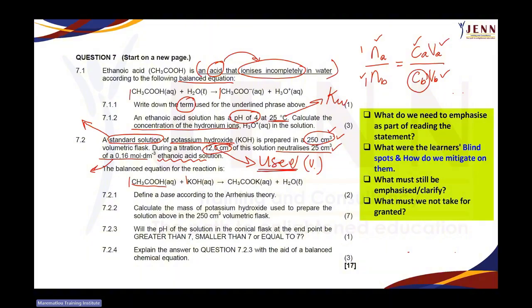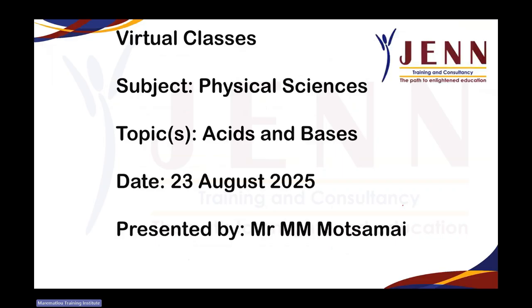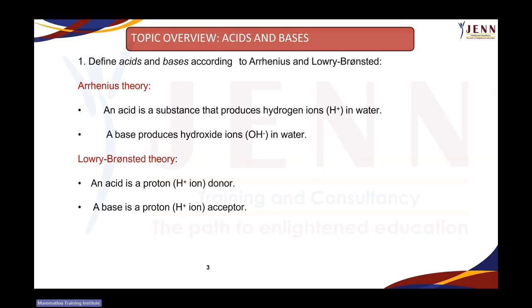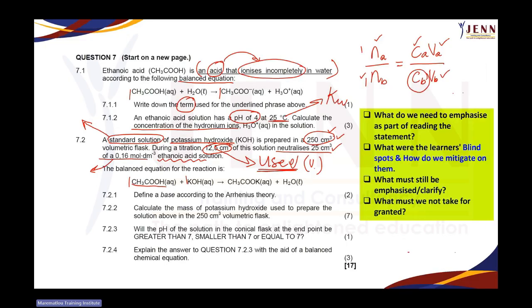Okay, as we were, what I was saying was, if we just look at that statement alone, we already have a lot. We are able to answer a lot of questions here without even looking at the questions that the examiner asked. Anyway, moving forward. So what does he say? The examiner wanted them to define a base according to Arrhenius' theory.